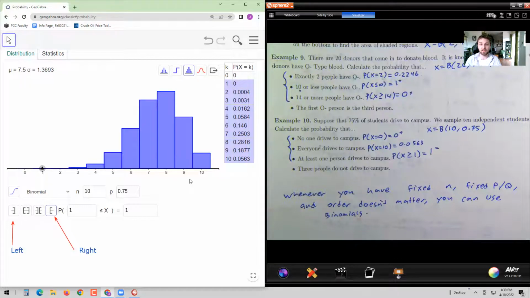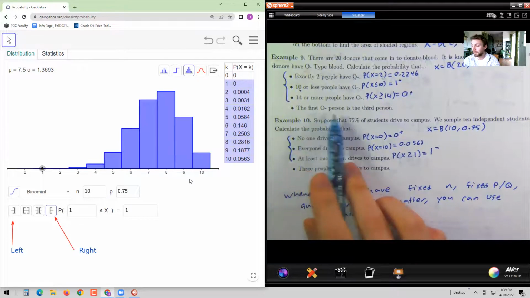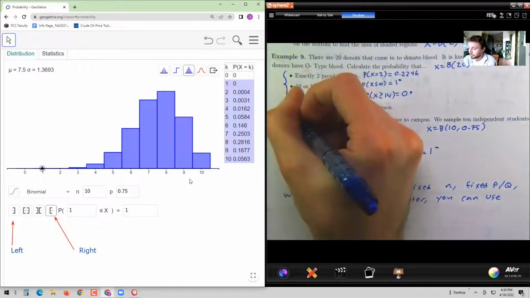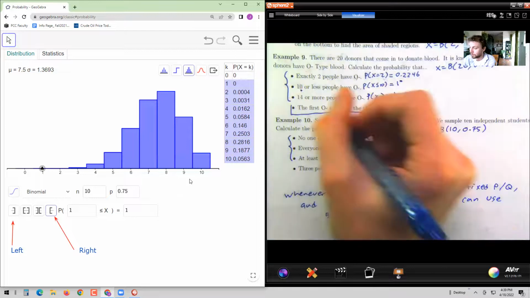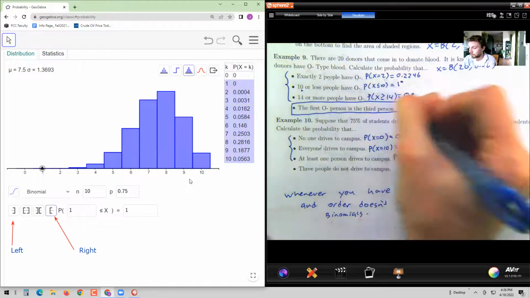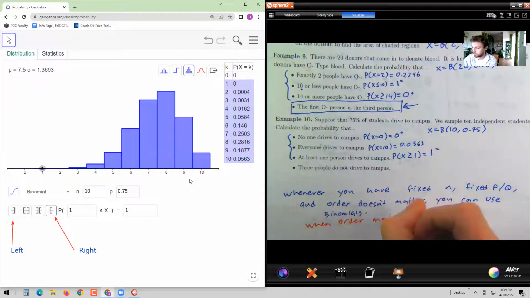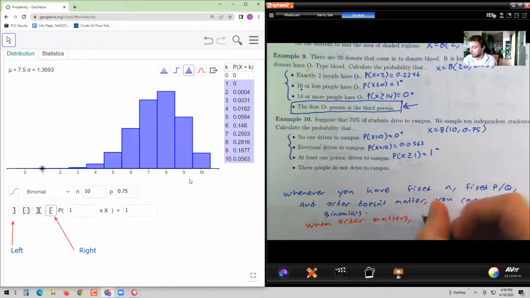Now, sometimes it's going to give you problems where it says something really specific, like the first O negative person is the 3rd person. If you're in a situation like this, where it's giving you a really specific order, you're going to have to go back to some of your old techniques. So when order matters, list it out and multiply.